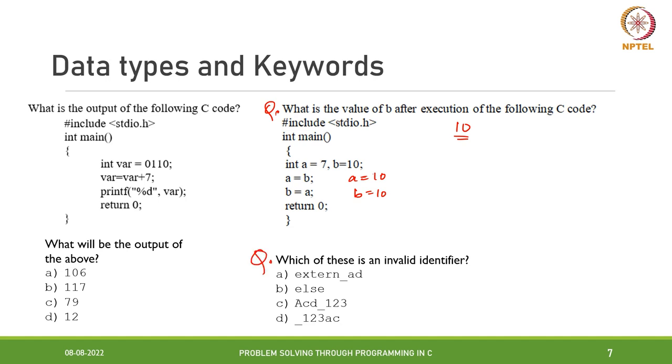So let's look at the next question. Which of these is an invalid identifier? When I say identifier, consider it the same as variable. Else is a keyword, so you cannot use it as an identifier or a variable name or whatever. It has a very special meaning.